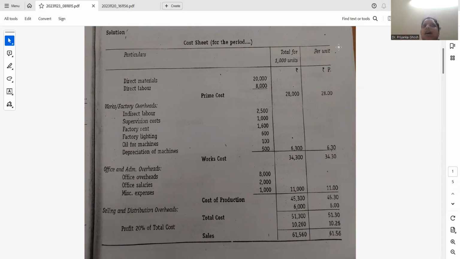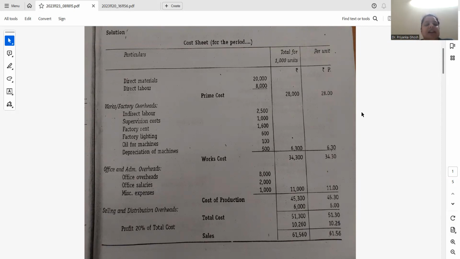So if they don't ask in the question for the per unit, no need to calculate the per unit. First we will start, always we need to start with the raw materials. Here direct raw materials is given 20,000, and with that first we need to add the direct labor. Always prime cost will consist of all the direct expenses: direct material, direct labor and direct expenses. So if the direct expenses is given, we should add the direct expenses too.